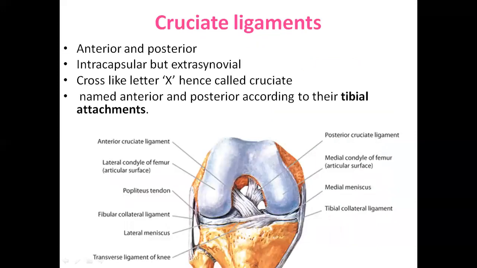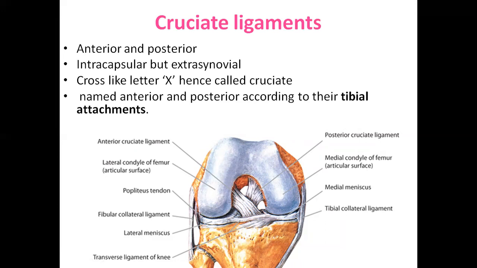Then I said we have X-shaped ligaments: running anteriorly is anterior cruciate ligament, running behind is posterior cruciate ligament. So these are present inside the joint capsule. Sometimes there will be a question like intracapsular ligaments. What do you mean by, basically all ligaments are outside the capsule.